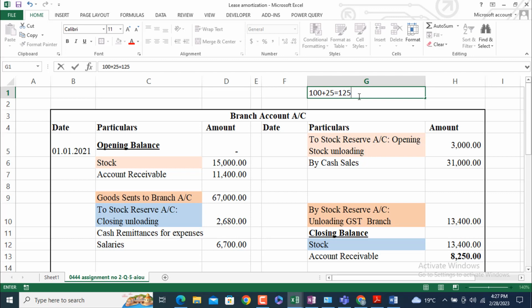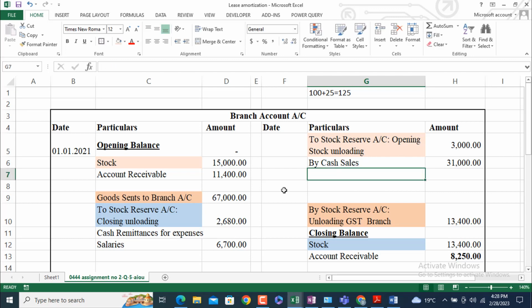So to get the value of the unloaded portion of amount in this figure, 67,000 or 13,400, I am going to multiply 15,100 by 25 and then divide by 125. Again I am going to multiply this amount 67,000 by 25 and divide by 125, and the same process is related to the opening stock reserve account.